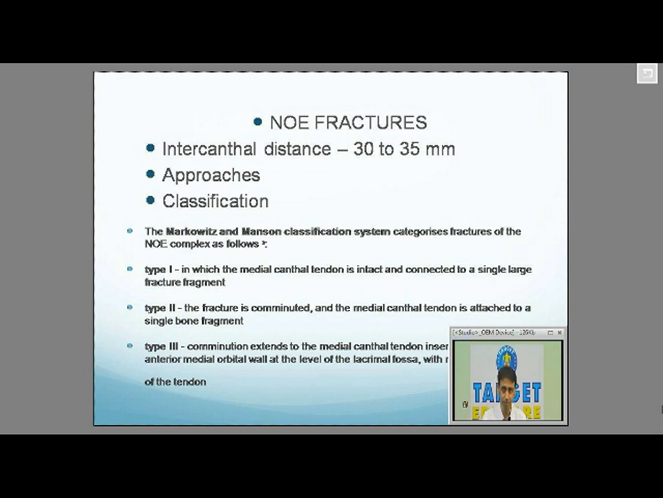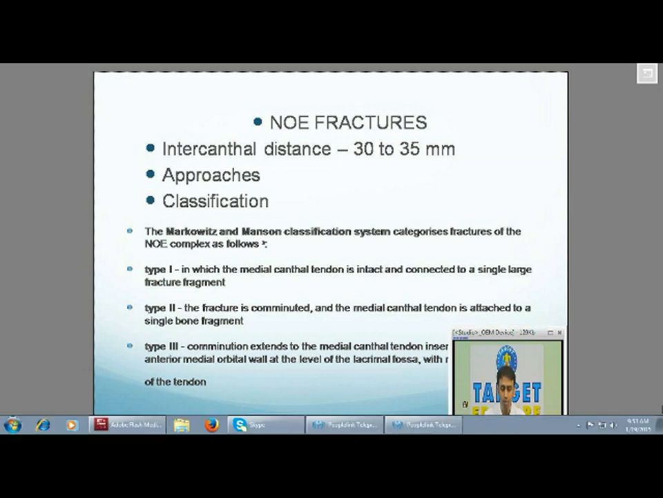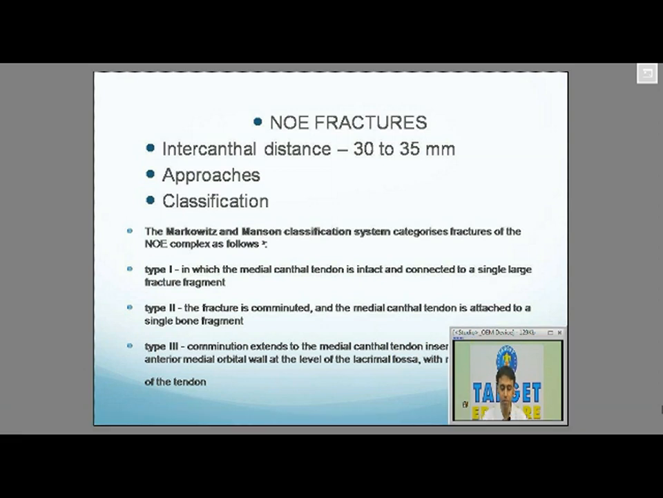Coming on to the classification. This classification is mostly of a postgraduate level. I'll just give you an overview. Markowitz and Manson classified the NOE fractures as follows. Type 1 NOE fracture is one in which the medial canthal tendon is intact and connected to a single large fracture segment. I'll repeat again. Type 1 NOE fractures are those in which the medial canthal tendon is intact and connected to a single large segment.